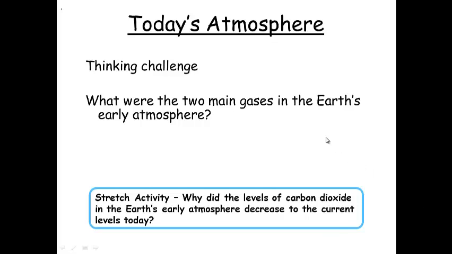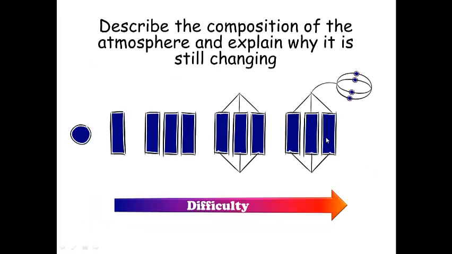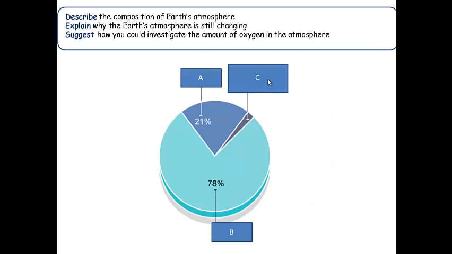Right, in today's lesson, we're going to describe the composition of the atmosphere and explain why it is still changing. So, like you did in the last lesson, if you can just place where you are on the solo, and hopefully you can see progress. So, the three outcomes for today are: describe the composition of the Earth's atmosphere, explain why the Earth's atmosphere is still changing, and suggest how you could investigate the amount of oxygen in the atmosphere. So I have three gases there, A, B, and C.